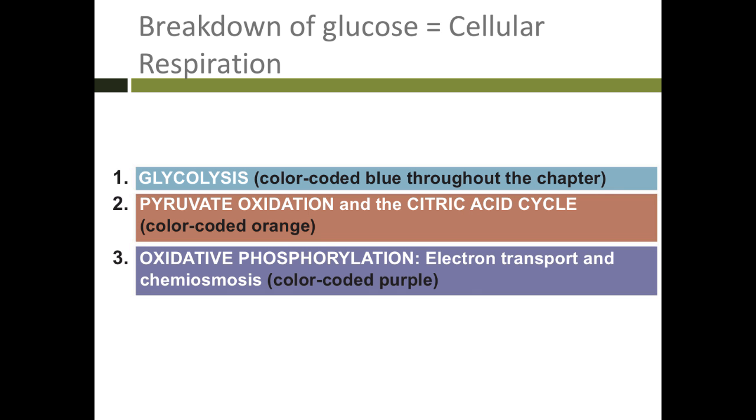The breakdown of glucose by the cell to make cellular energy is called cellular respiration. There are 3 phases. They're color-coded in your textbook. The first phase, which will be shown in blue, is glycolysis. This happens in the cytosol. The second phase is the citric acid cycle, and that happens in the matrix of the mitochondria. And in the third phase, oxidative phosphorylation happens across the inner membrane of the mitochondria. Phases 1 and 2 are involved with breaking down glucose, harvesting the potential energy in the covalent bonds, and storing that energy in the electron carriers.